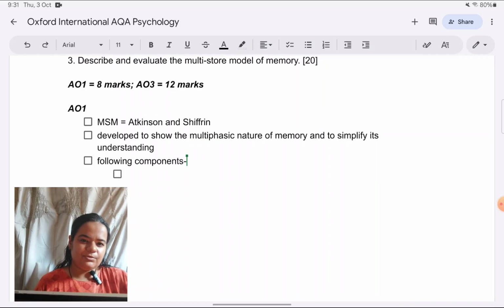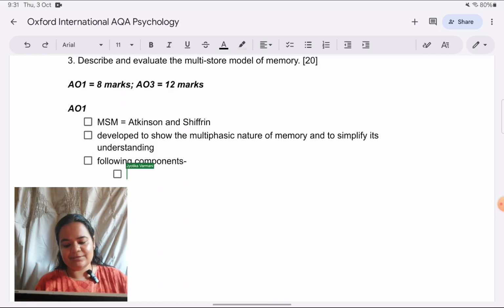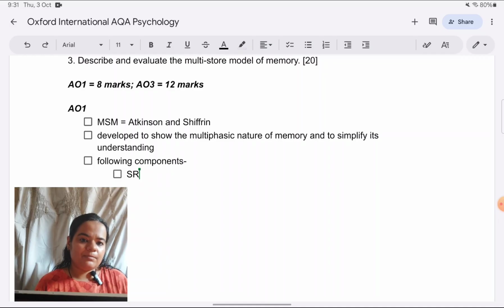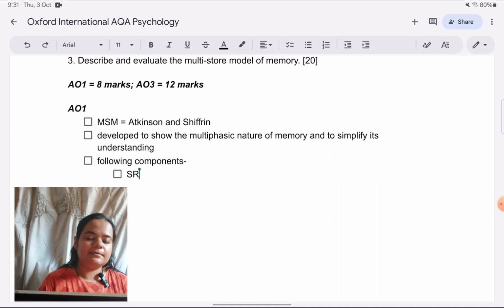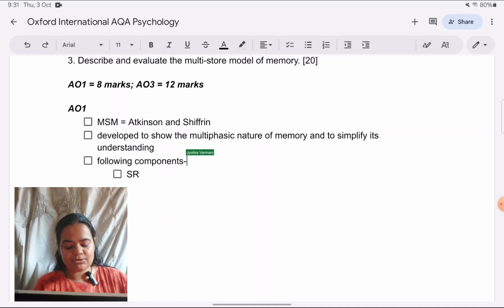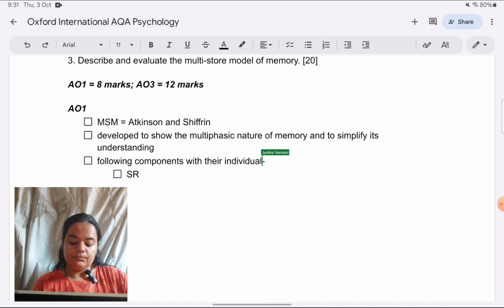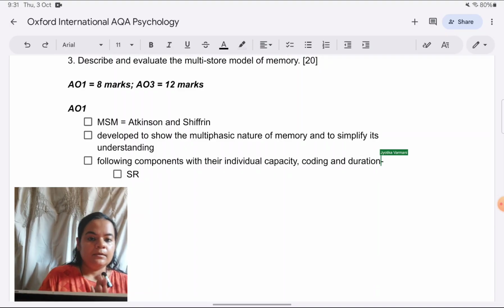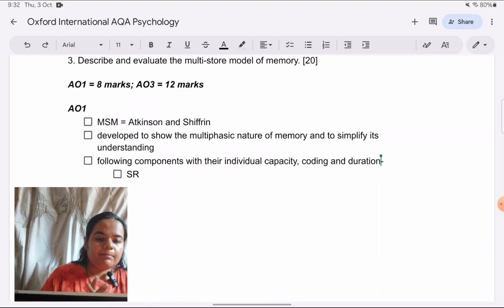Okay, now quickly to go through the components, you know them. Sensory register. You know, each component has its unique capacity and duration, and of course coding. So that is how each component is segregated from each other. So in fact, we can mention the following components with their individual storage, capacity, coding, and duration of holding information.